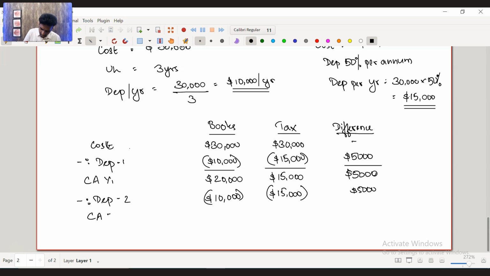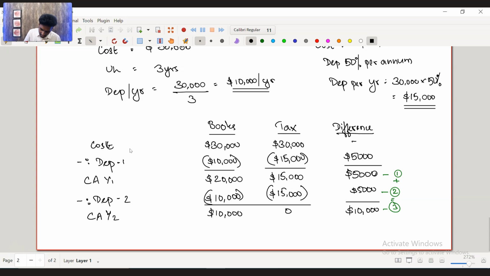So carrying amount year 2: $10,000, and here this will become 0. What happened to your difference? Difference became 10,000. Now how did the difference increase? Because in year 1 you have a difference of 5,000, and in year 2 you have a difference of 5,000. So added together, this will become $10,000, which is 1 plus 2 is equal to 3.